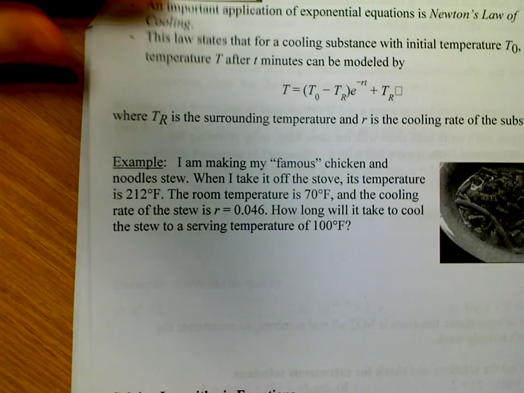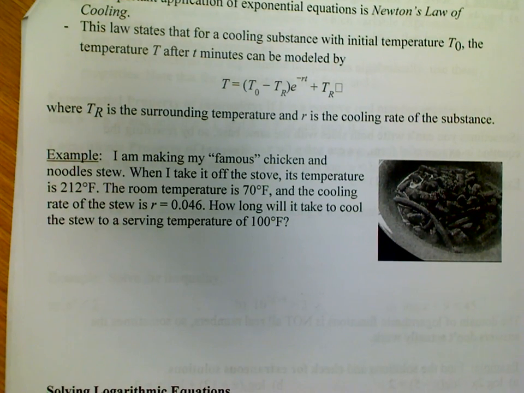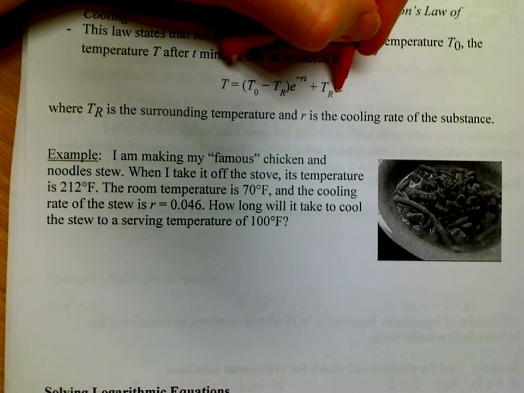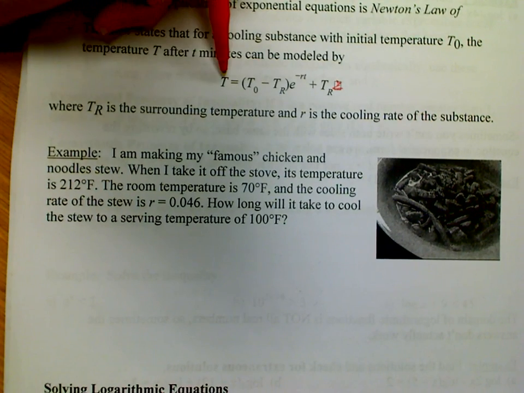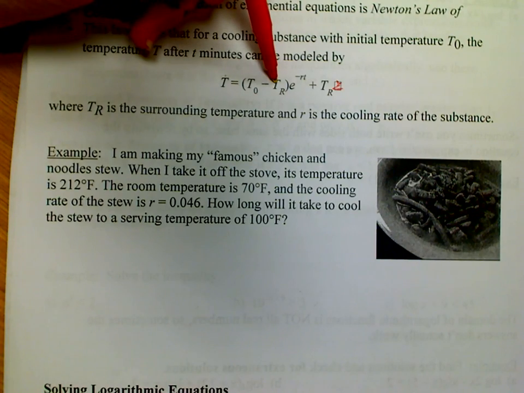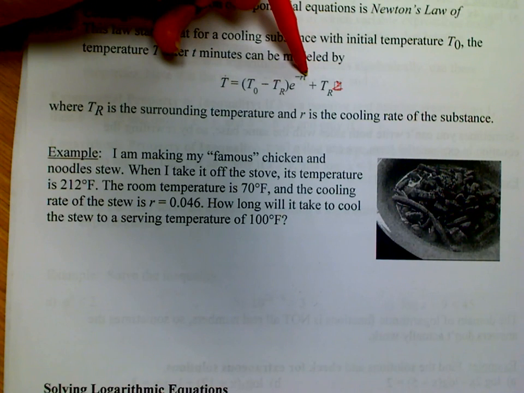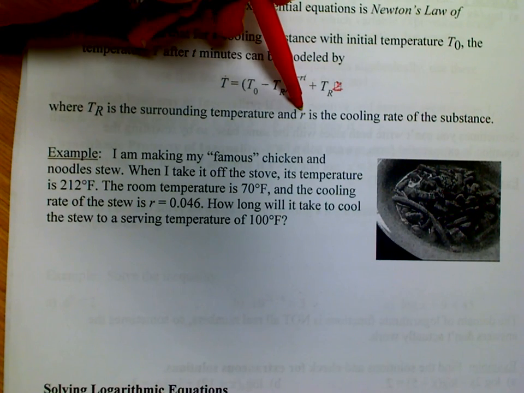Another formula that you might look at and work with, and if you ever do need this formula, it would be provided for you, is called Newton's law of cooling. This law states that for a cooling substance with initial temperature of T sub 0, the temperature T after t minutes can be modeled by this equation. Just ignore that rectangle, I don't know why it's there. Your temperature can be found by doing your original temperature minus T sub r, which is the surrounding temperature, times e to the negative rt power plus T sub r. The little lowercase r is your cooling rate of the substance.